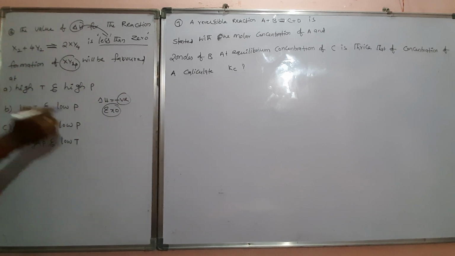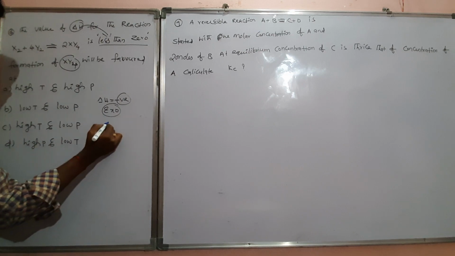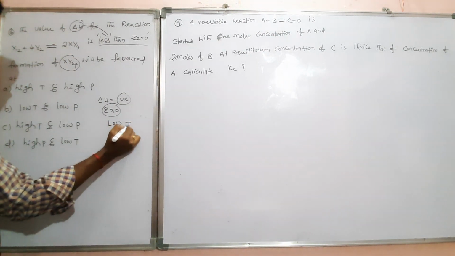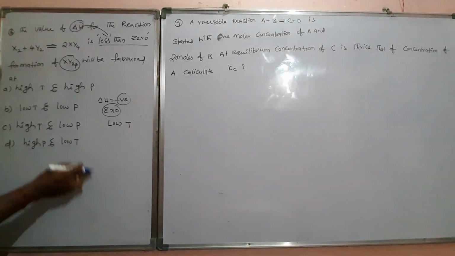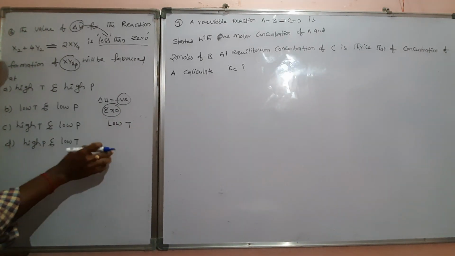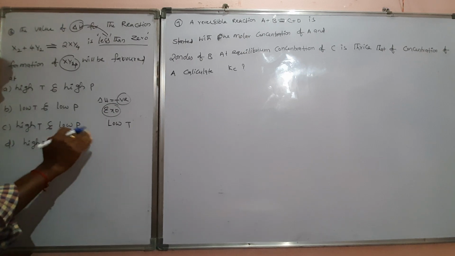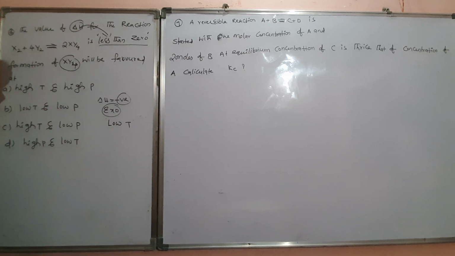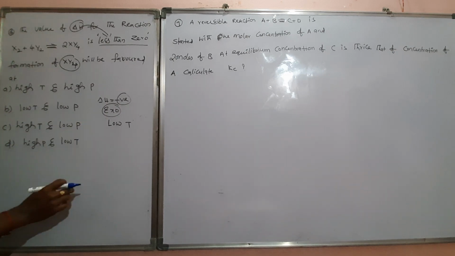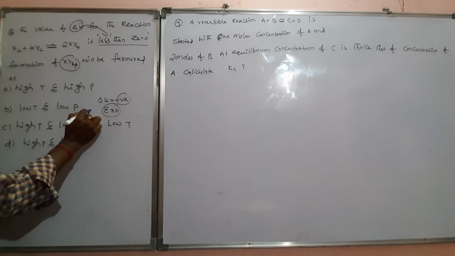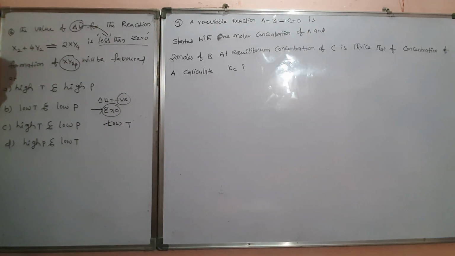So for exothermic reactions, according to Le Chatelier principle, low temperature is favorable. What is Le Chatelier principle? If equilibrium is subjected to stress, in such case, equilibrium will shift in the direction in which the stress will reduce or be nullified. We call that the Le Chatelier principle. So according to Le Chatelier principle, for exothermic reactions, low temperature is favorable. Now in the options you see where low temperature is available. So low temperature is available in two cases, option B and option D.